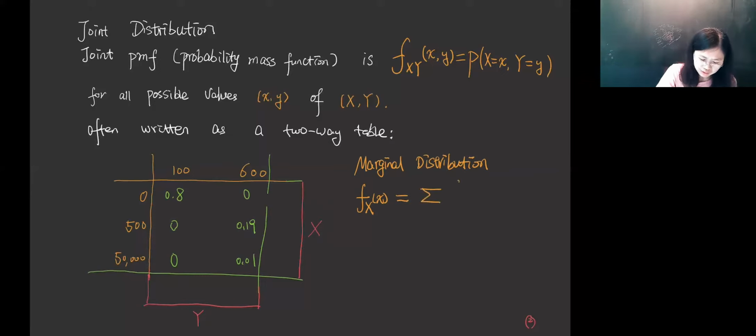So the marginal distribution of X can be calculated from the joint distribution by this formula. So just take the joint distribution and sum over y. Similarly, f sub Y can also be calculated this way. We simply sum over x for the joint distribution.